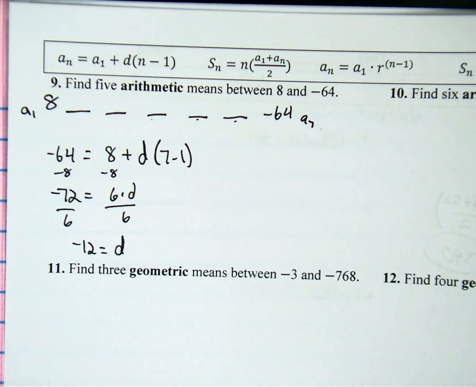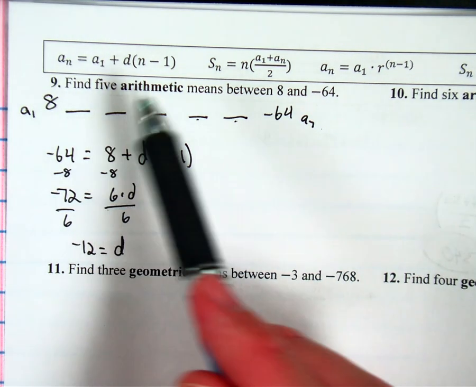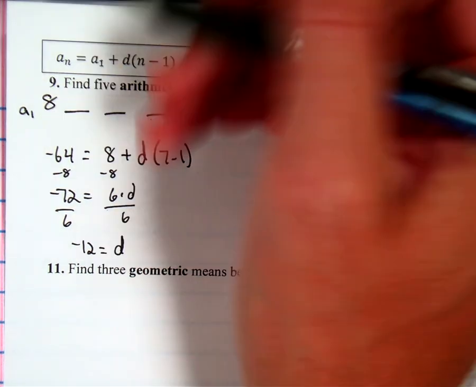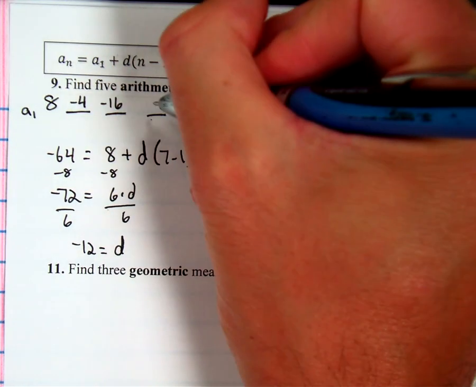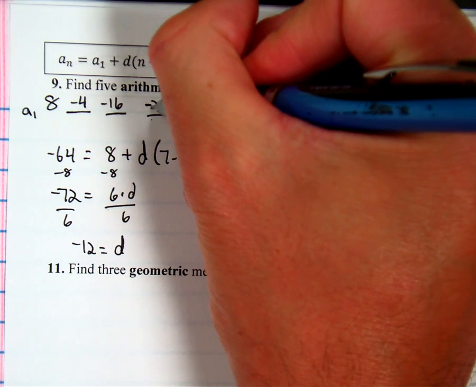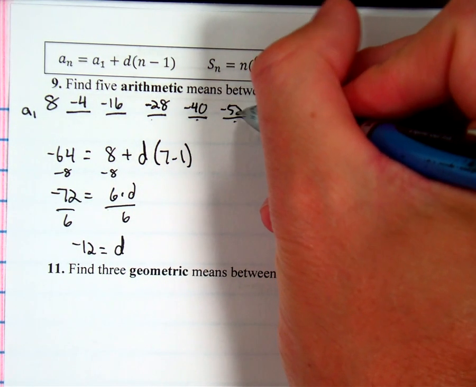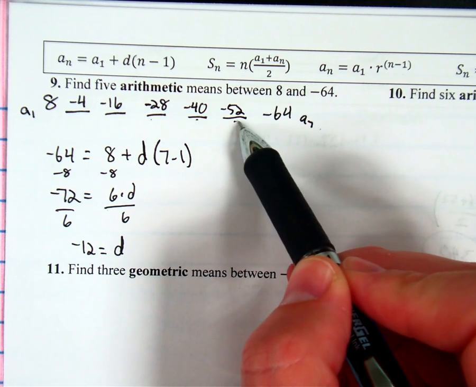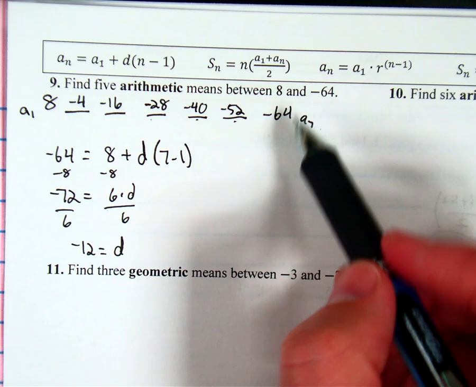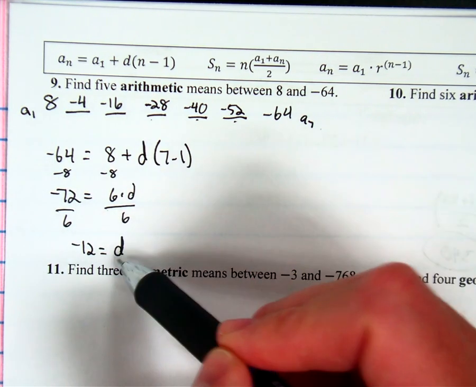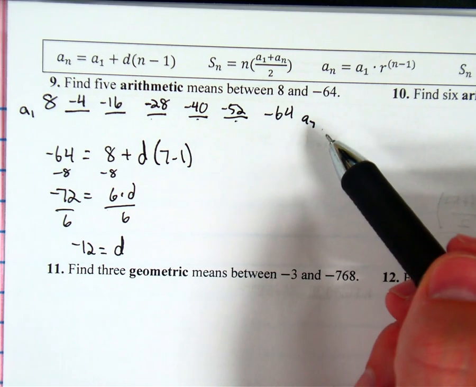Okay, now that's not the final answer. We're not done yet. Negative 12 is what I add over and over and over and over. So 8 plus negative 12 is negative 4. Plus negative 12, plus another negative 12, plus another negative 12, plus another negative 12, and last chance, double check, negative 52 plus another negative 12 is negative 64. Okay, so the blanks are the answers. Don't stop there. Make sure we use this to fill in the blanks.